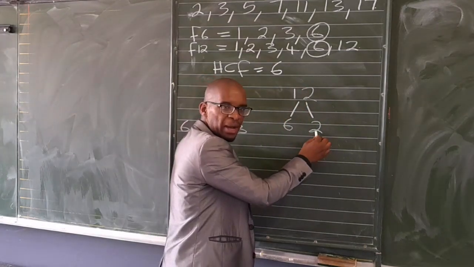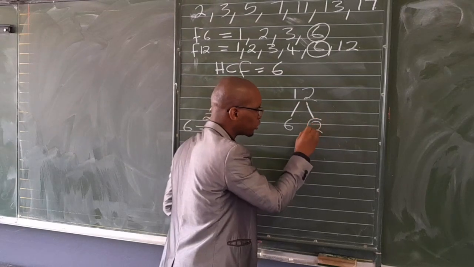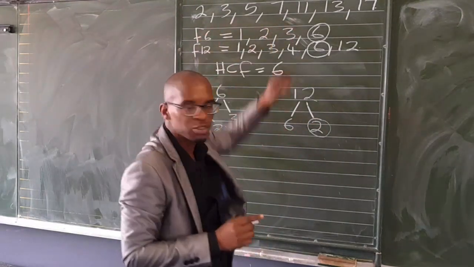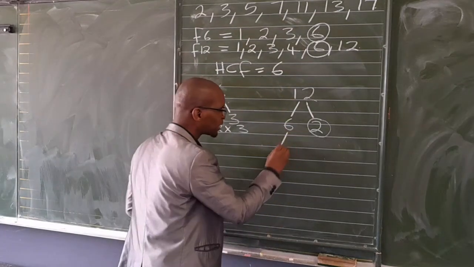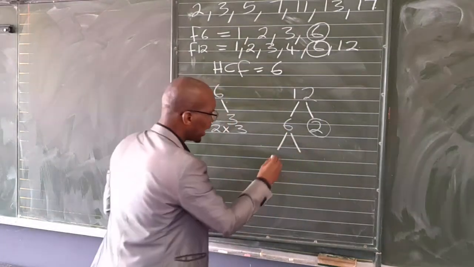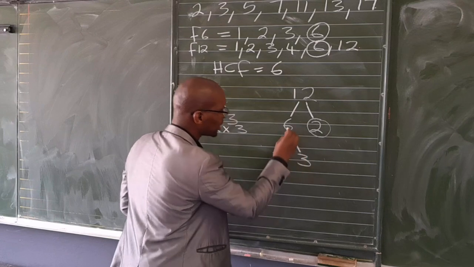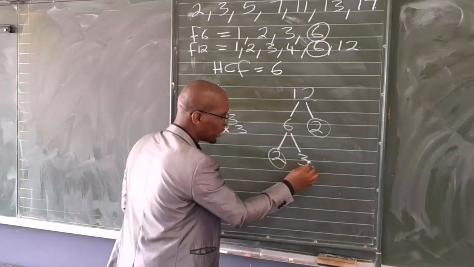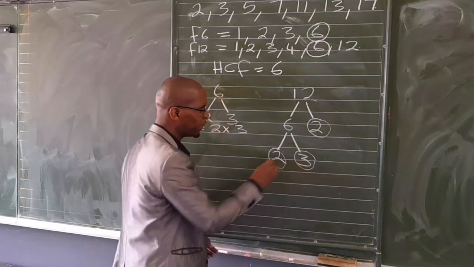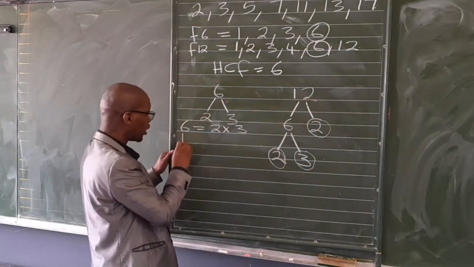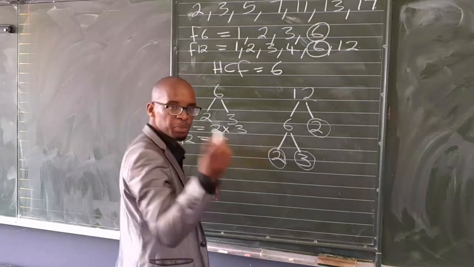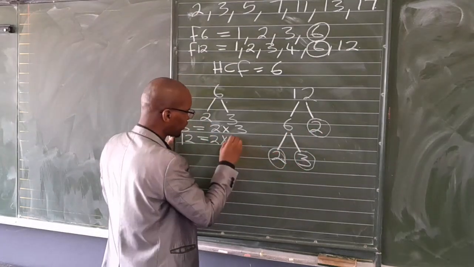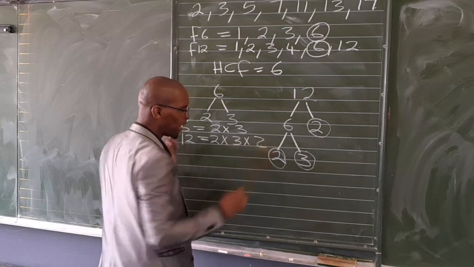2 is a prime number, so I'm not going to break it, I'm just going to circle it. And now I need to break the number 6, because 6 is not a prime number. So if I break the number 6, I can see that again 2 multiplied by 3 will give me 6. And then I can see the last two numbers are prime numbers, so that means I am done. So if I am to write 12 as a product of its prime factors, it would be 2 multiplied by 3 multiplied by 2.